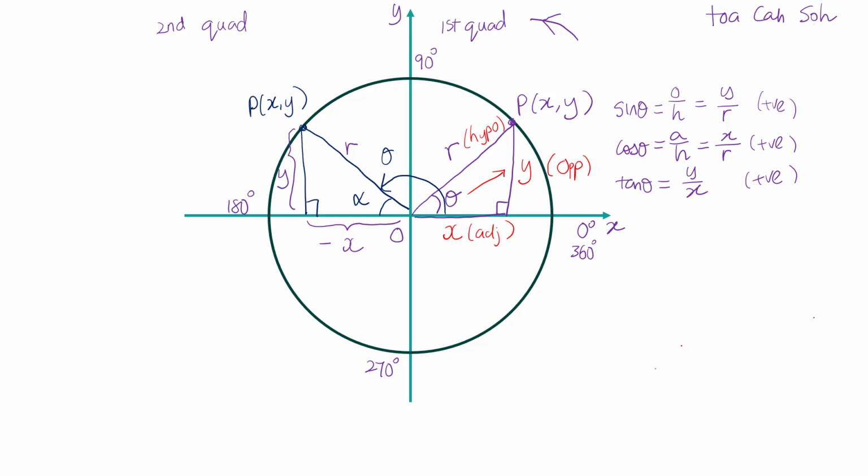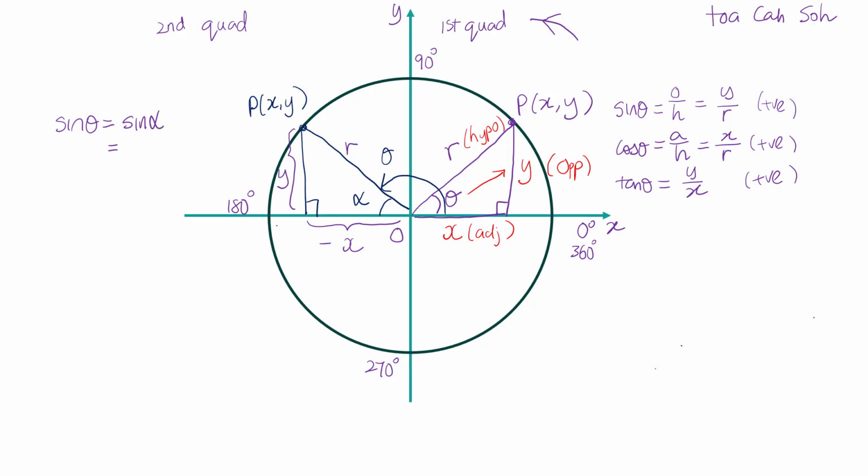So now let's look at how we get the ratio for sine of 180 minus alpha, sine theta. Your sine theta will be equal to your sine alpha.